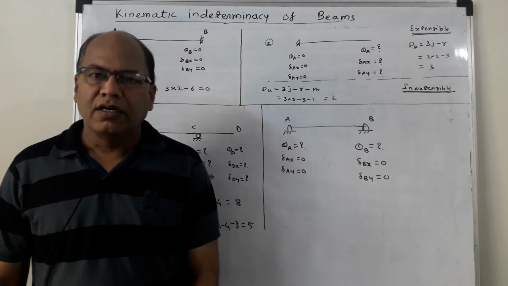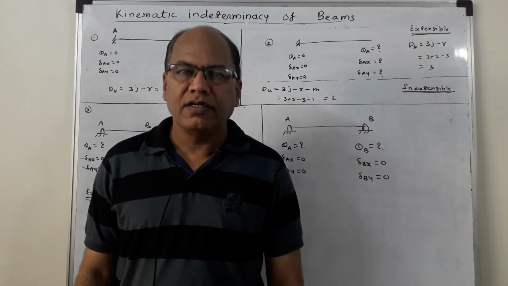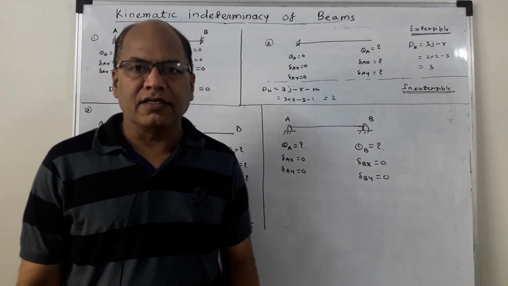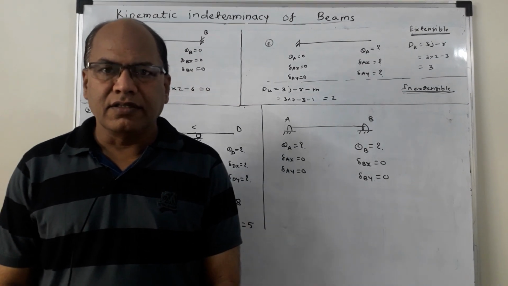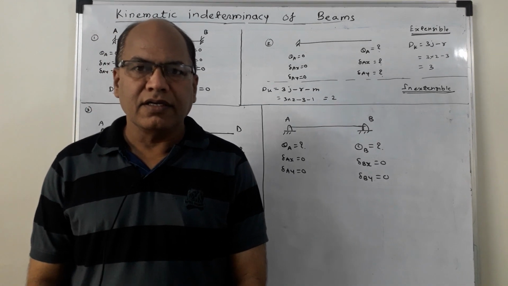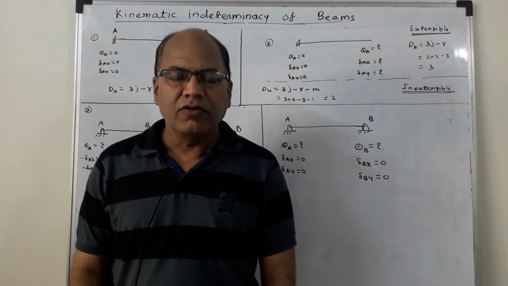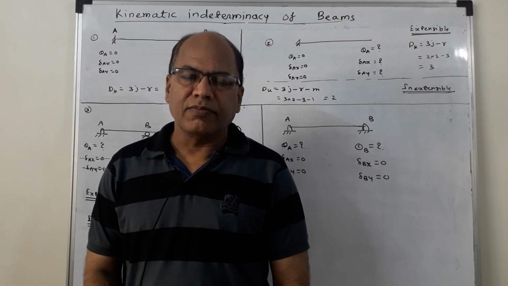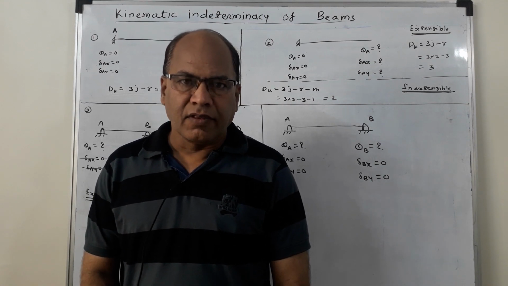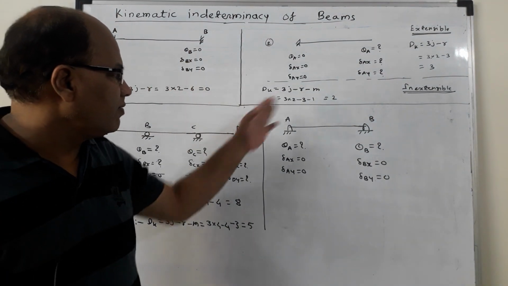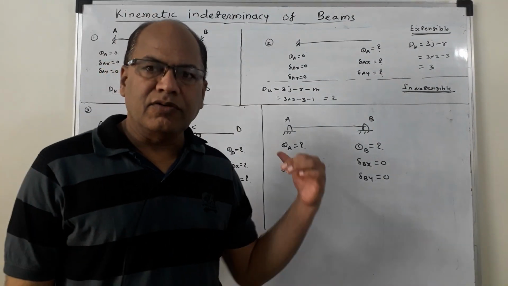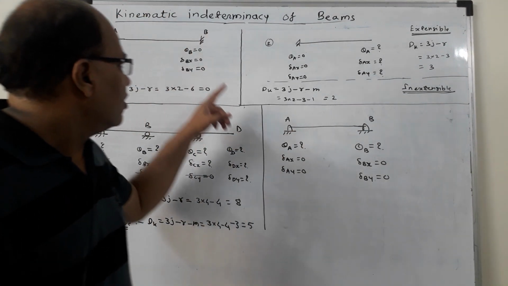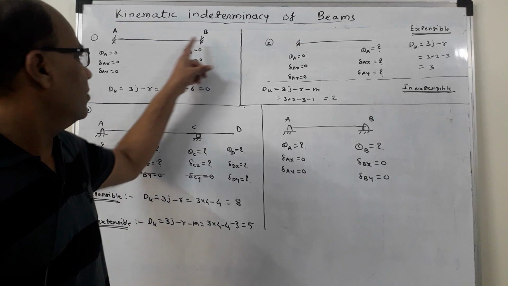Hello students, in the previous lecture we have seen the degree of kinematic indeterminacy of structures. In this lecture I am going to discuss the degree of kinematic indeterminacy for beams. Now we know that a beam is a horizontal structural member which supports transverse loading. Here I have shown different beams and I am going to get the degree of kinematic indeterminacy for these beams. It is the first beam AB.